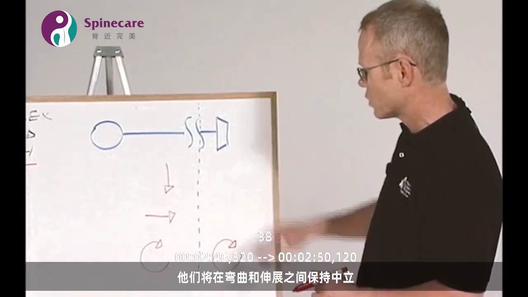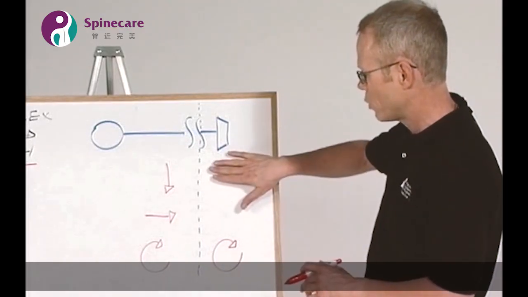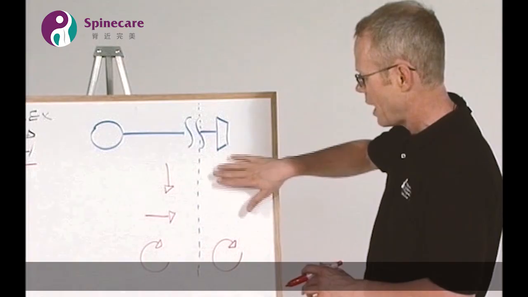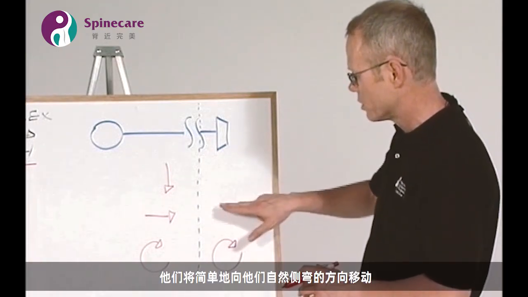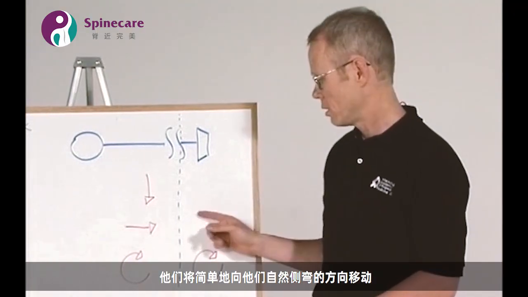In the L5-S1 segment, they're going to be neutral between flexion and extension, and in right rotating, they will simply move in the direction that they naturally course for side bending.